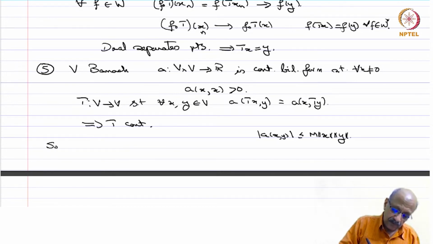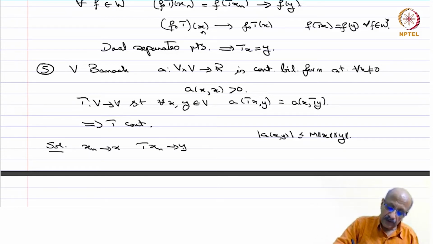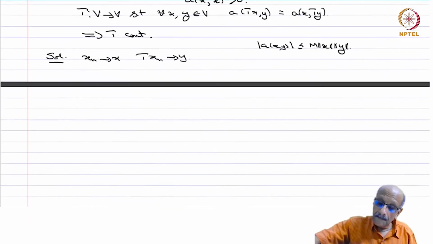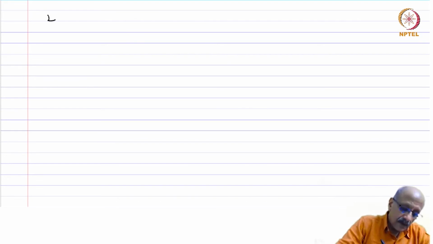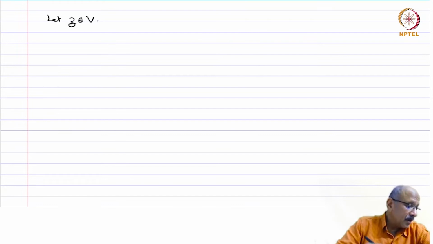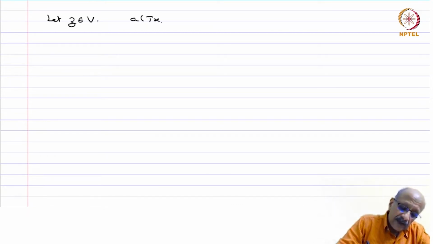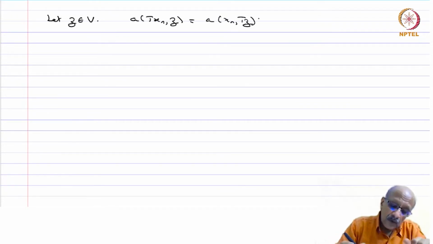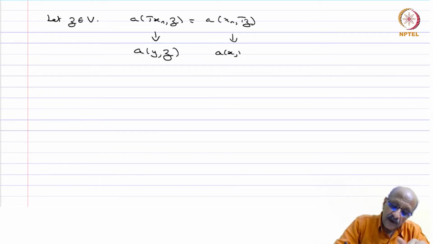So solution, xn goes to x and let us assume that Txn goes to y. Let z belong to V. So then you have A of Txn,z equals A of xn,Tz. So now you pass to the limit. It is linear in each variable, and because of the continuity condition, it is continuous when the other variable is fixed. Txn goes to y, so this goes to A of y,z, and this goes to A of x,Tz.